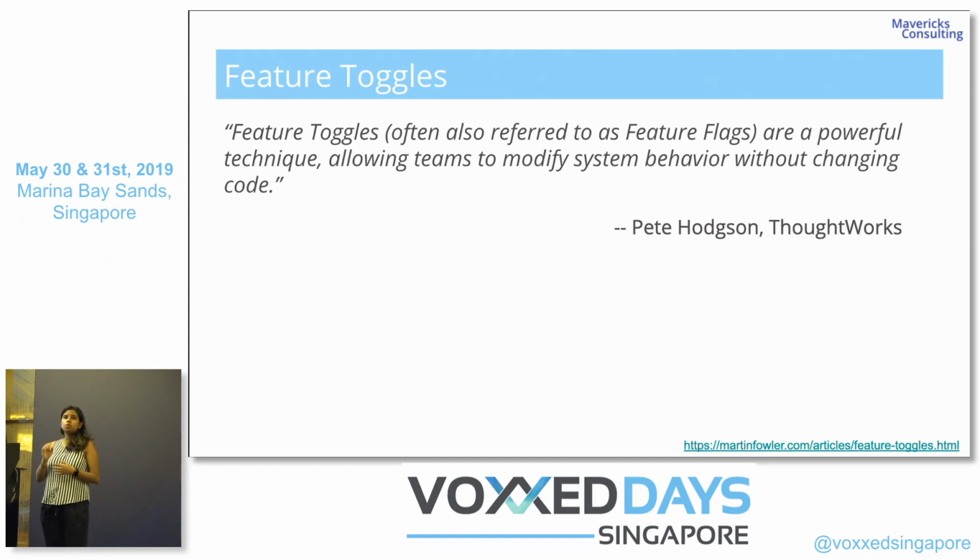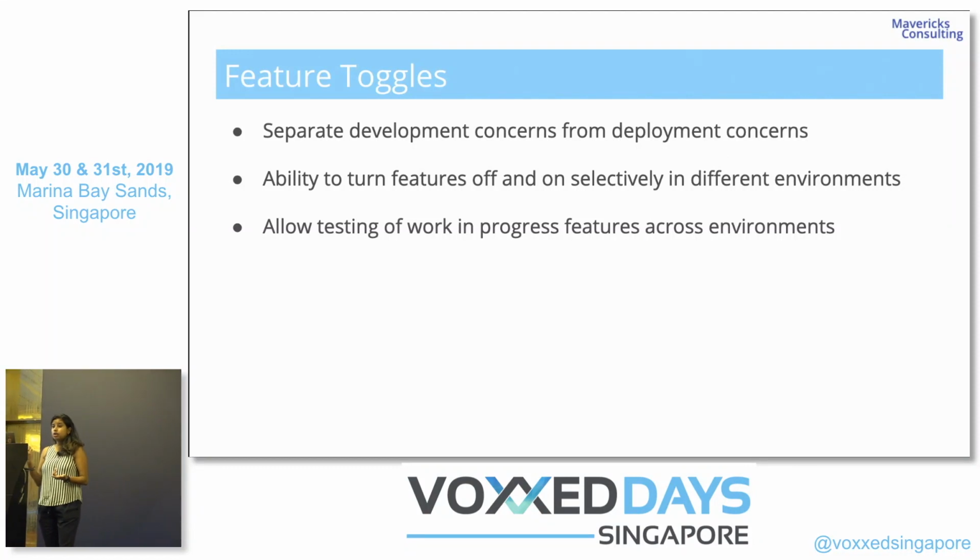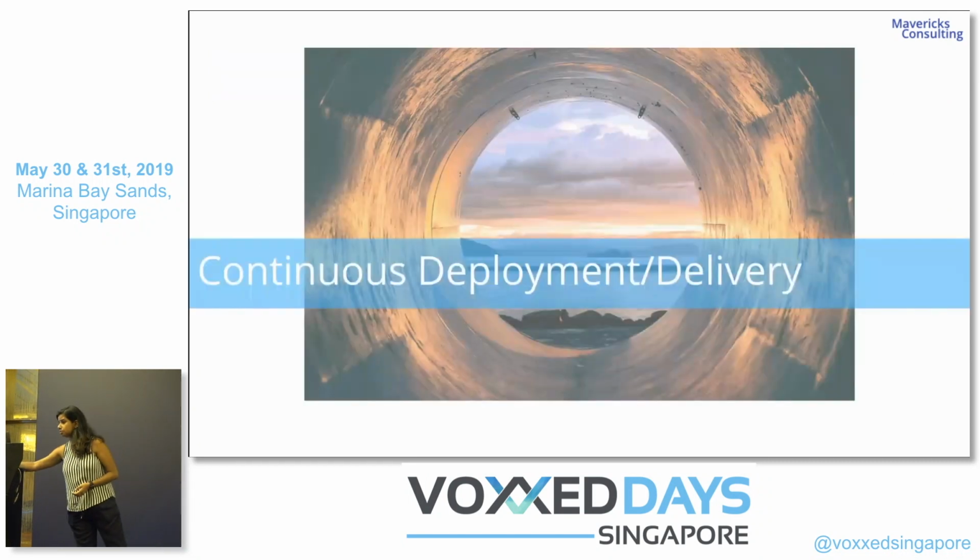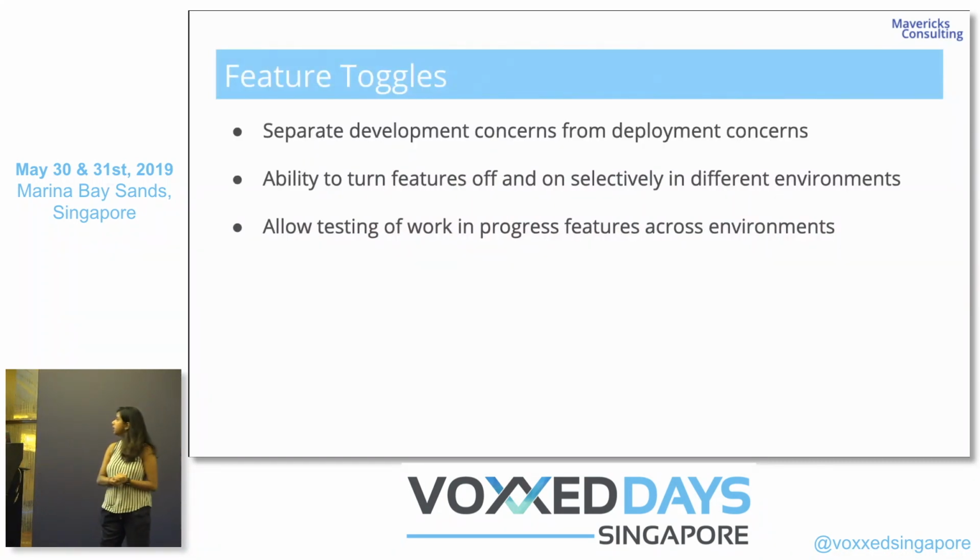And then you are still using all the upsides of trunk-based development, and you're avoiding some of the downsides of feature branching by not isolating code and by allowing easy reusability. So you can separate your development concerns from your deployment concerns. You have the ability to turn features on and off in different environments selectively, and it lets you test work-in-progress features across environments.